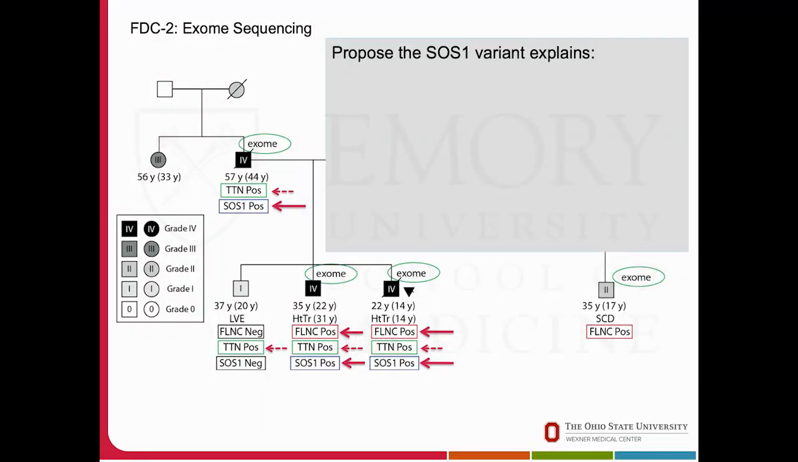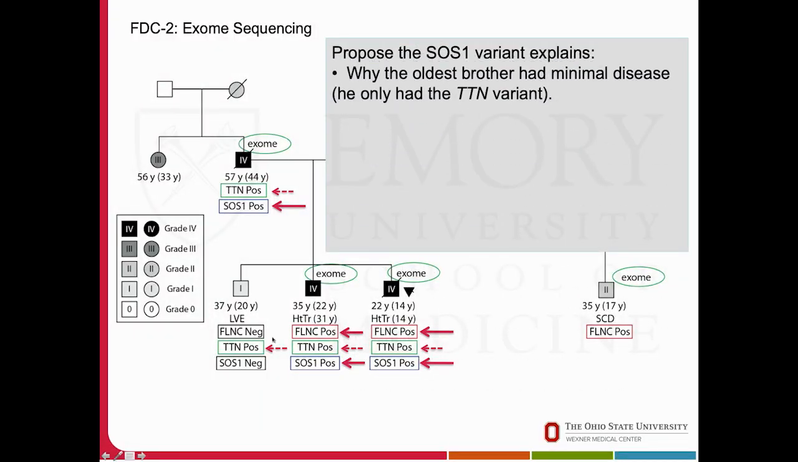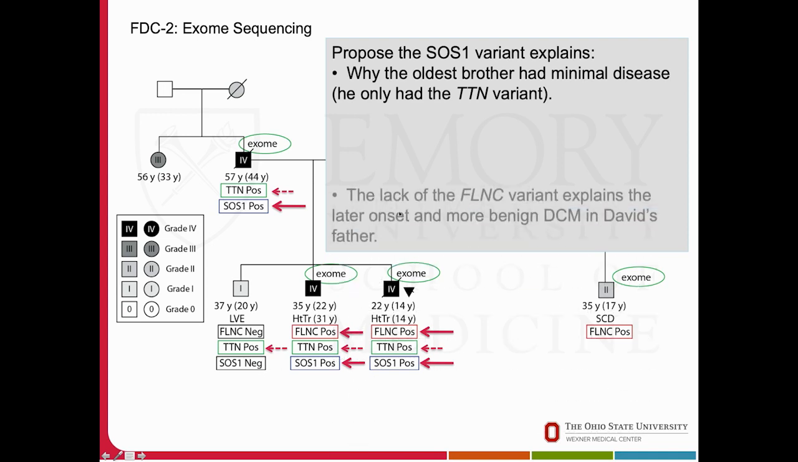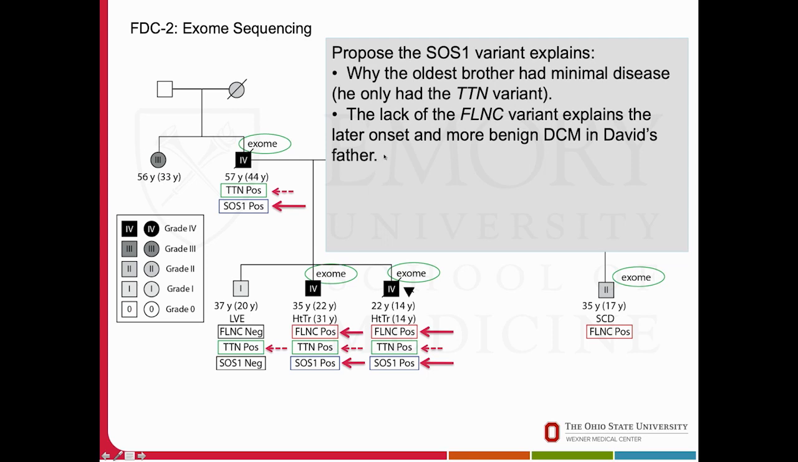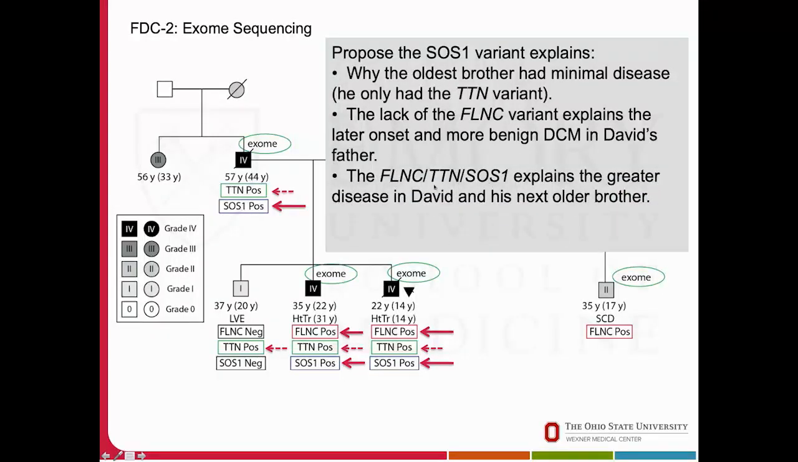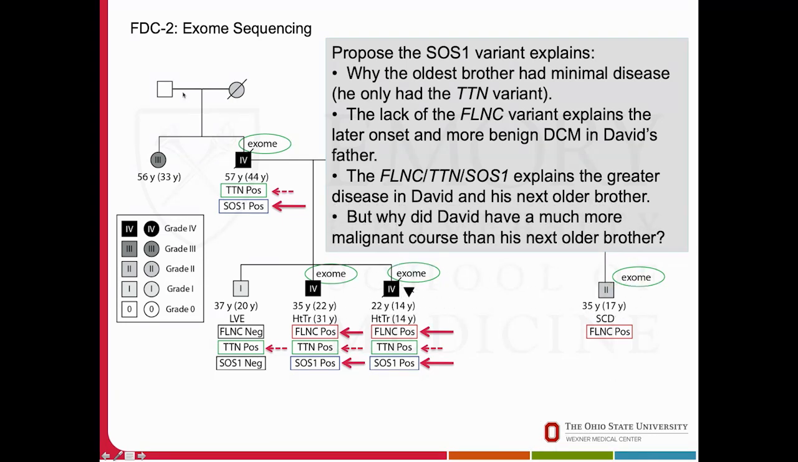So we proposed the SOS1 variant explains why the oldest brother had minimal disease. He does not have the SOS1 variant. He only has the Titan, negative for FLNC. The lack of the FLNC variant explains the later onset and more benign DCM in David's father. He has the Titan and the SOS1. The FLNC, Titan, and SOS1 explain the greater disease in David and his next older brother. They have all three. But why did David have a much more malignant course?